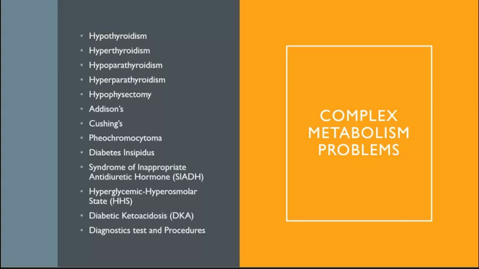Looking at the adrenal glands, so Addison's and Cushing's. Cushing's is too much cortisol, where Addison's is no cortisol. And Cushing's could be caused by a tumor called pheochromocytoma. We can also look at our antidiuretic hormone, so diabetes insipidus versus syndrome of inappropriate antidiuretic hormone. And then we're going to touch on HHS and DKA.